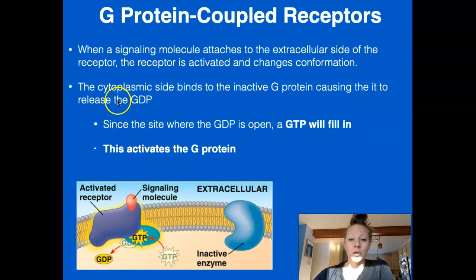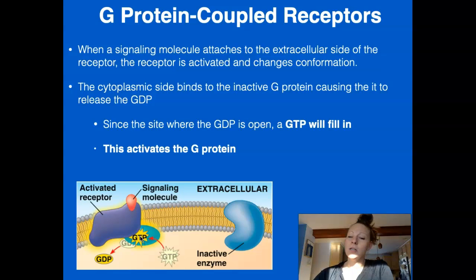So when a signaling molecule attaches to the external side, so here it is, our signaling molecule, this G protein is going to bind to the GPCR, and it's going to get rid of a GDP. Remember we talked about GDP, guanosine diphosphate, so that's our inactivated version. And remember that the triphosphate is going to be our activated version.